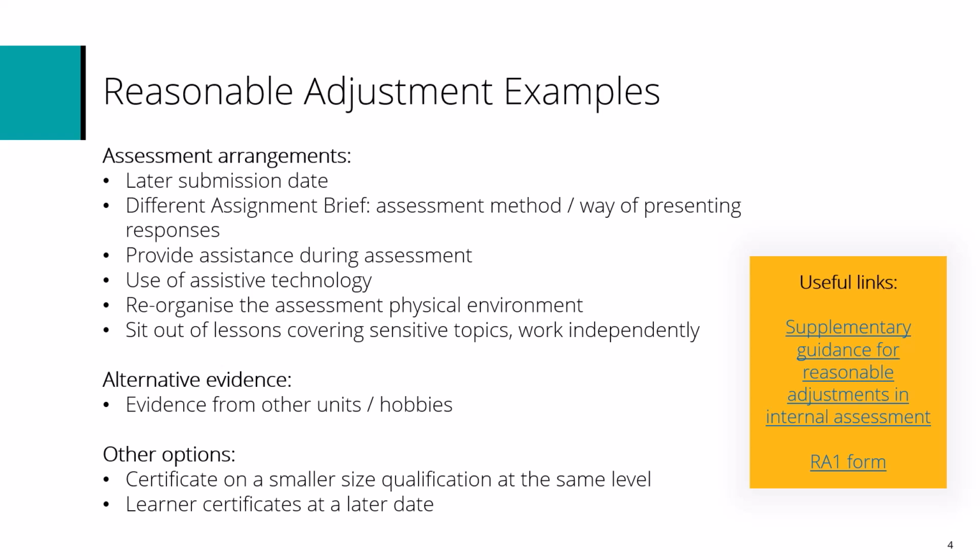There is also the option to source alternative evidence from other units or even from personal hobbies if video evidence or a witness or observation record can be provided. However, you should also consider whether it may be more appropriate for a learner to certificate on a smaller sized qualification at the same level if they have been unable to complete a significant amount of evidence. Or perhaps you may need to extend their estimated completion date.